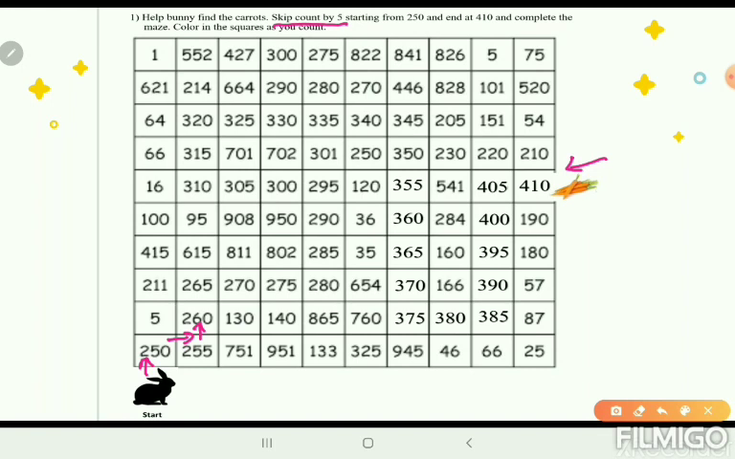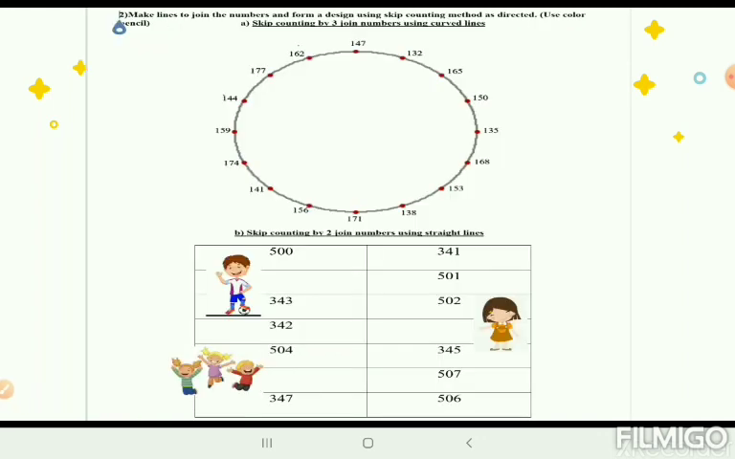And when you are finding the way, you are going to color the squares and make the way colorful. So I hope you will be able to do this one. Okay, just by skip counting and finding the way, help the bunny to reach the carrot.